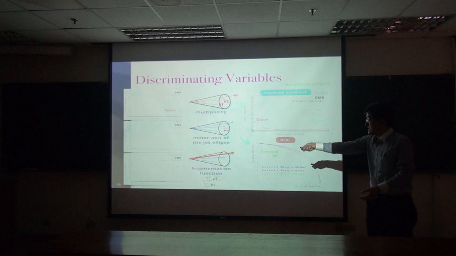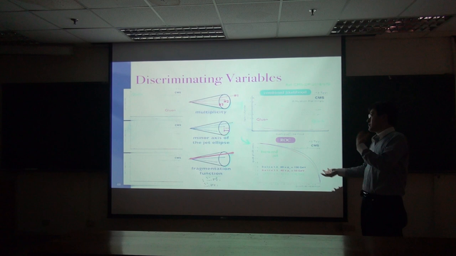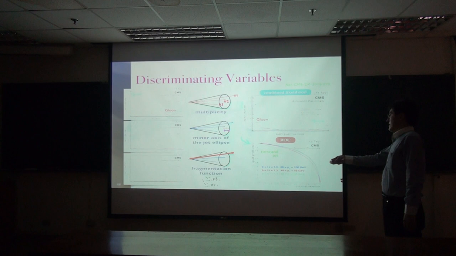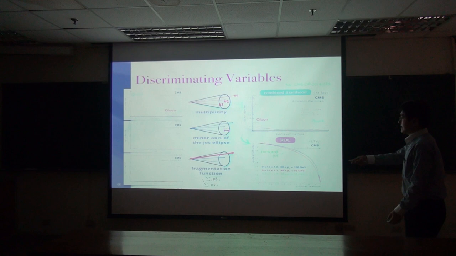Given quarks or gluons, they have different properties, so this variable will be somewhat different. Also, there's a way to calculate a PT sum squared, and it depends on fragmentation. So there are three different variables, and nowadays we combine all three into a so-called quark gluon likelihood.